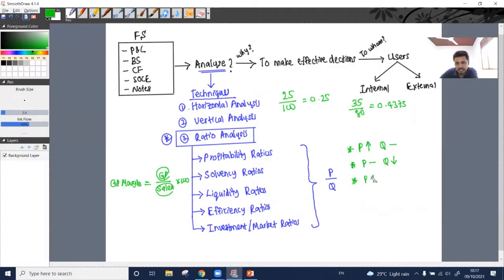While increasing the numerator, if you decrease the denominator, again you can see an improvement in the ratio. That is the third option we are having. What else?